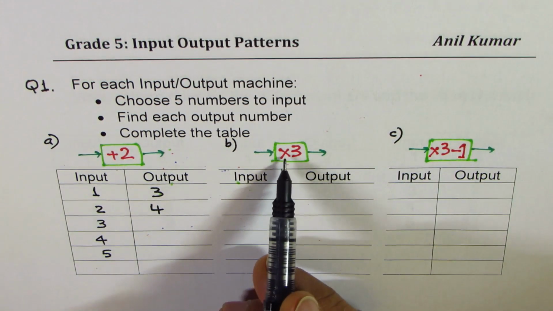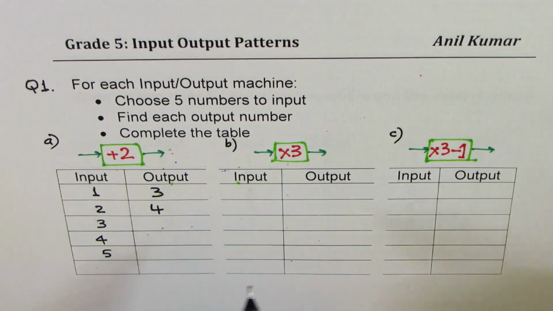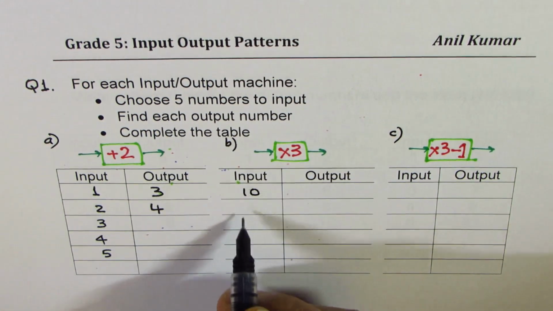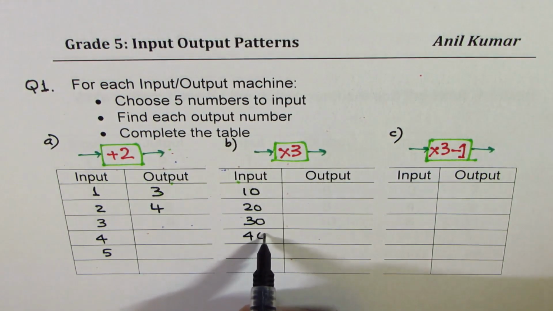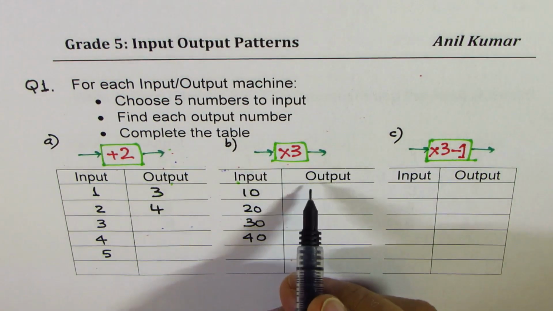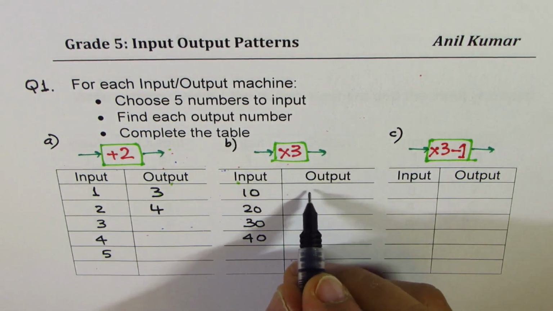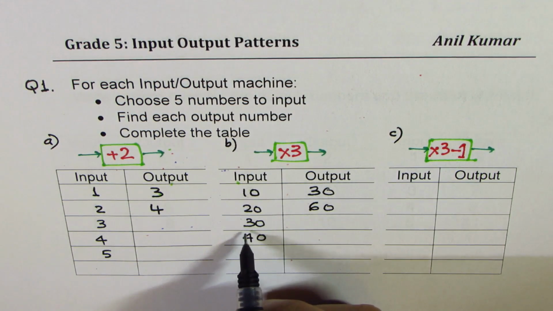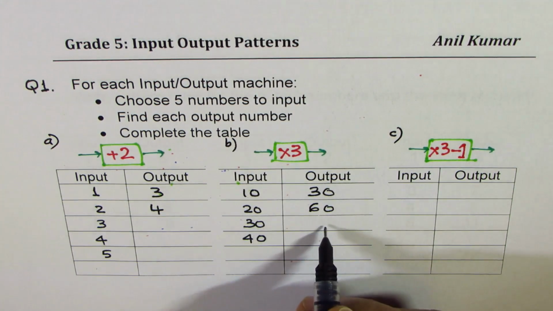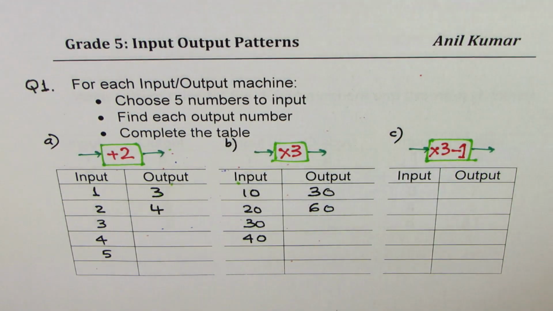The next one is times 3. So we could use easy numbers like 10, 20, 30, 40, right? And what is the output? 3 times 10 will be 30, 3 times 20 will be 60, 3 times 30 will be 90, 120, and so on, right? So that is how you could choose your numbers and play with it.